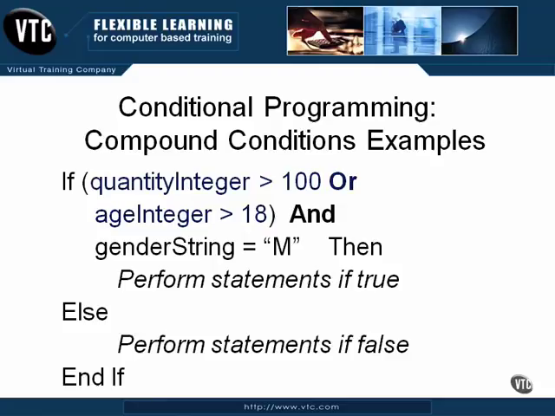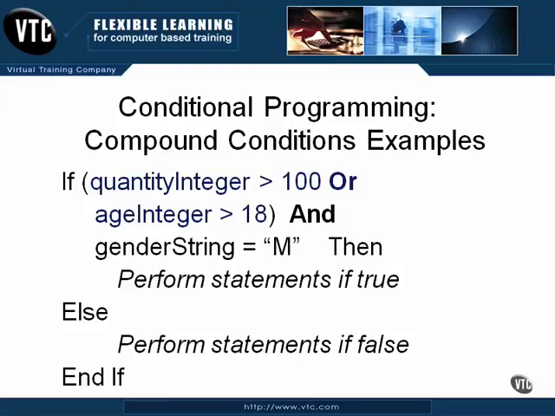So here is the same statement, but now I've included parentheses. What is enclosed in parentheses is going to be evaluated first, even though there is the presence of an AND, because in this case it's outside of the parentheses. So in this example, the part of the if statement that's evaluated first is quantity integer greater than 100 or age integer greater than 18. After that comparison is done, the result is then compared to gender string equal to M.